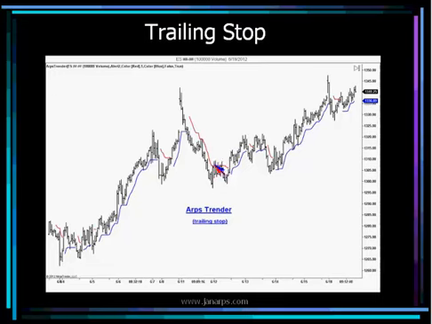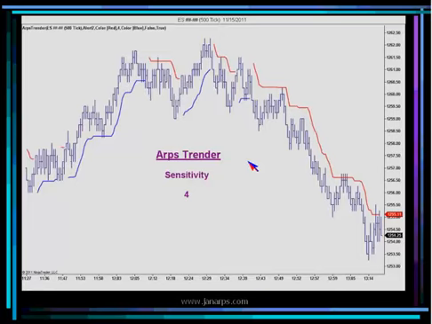Now you can see in a situation like this that the trender is crossed by the price, but it didn't flip, and that is because we can set the trender to require the price to close across the trender in order for it to flip.